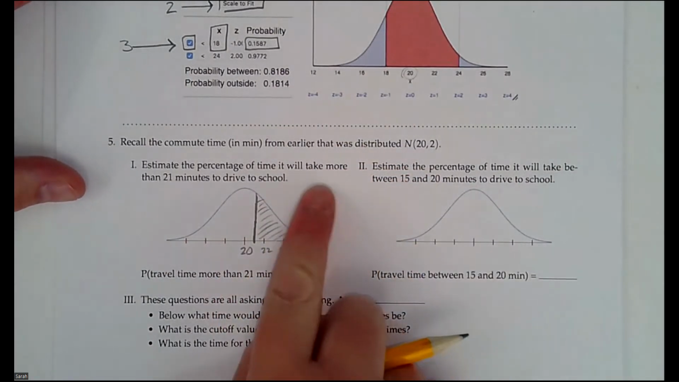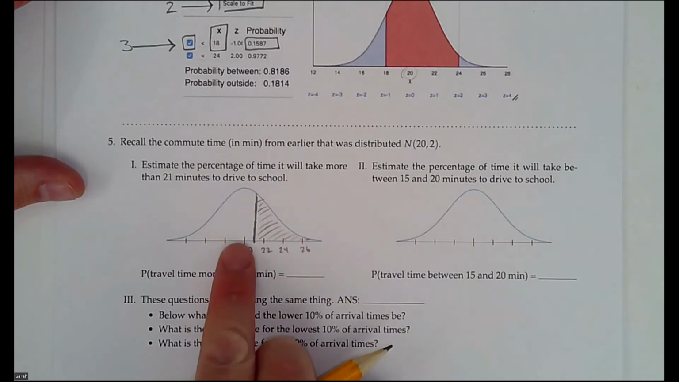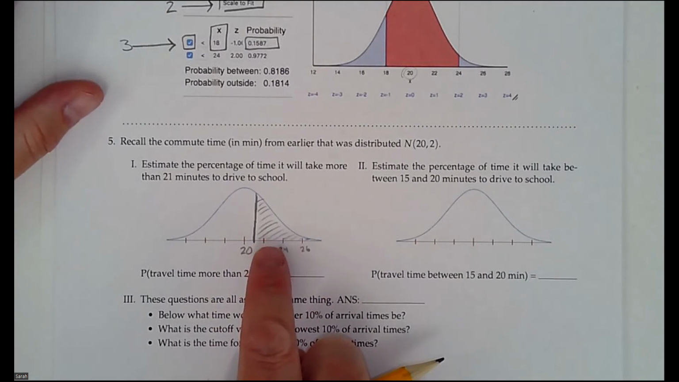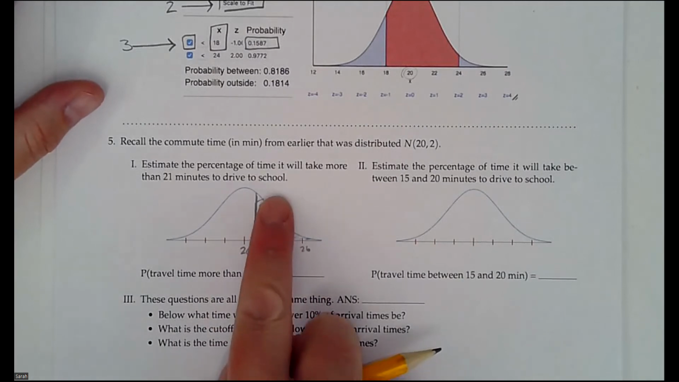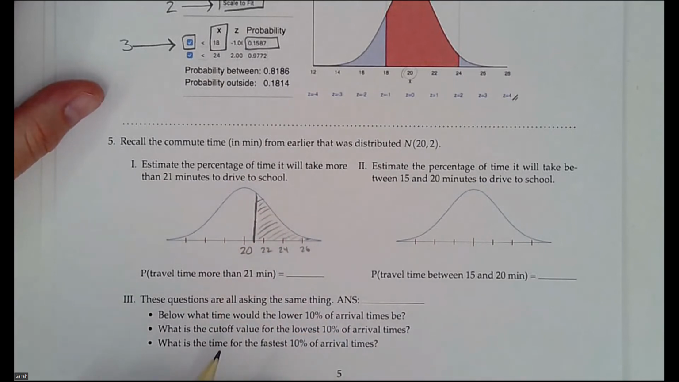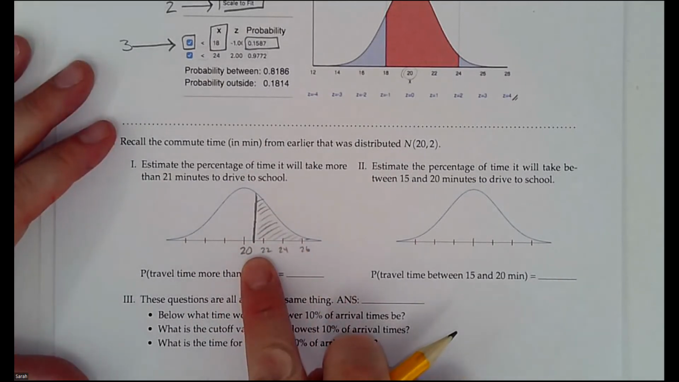But we can look at this and we can kind of eyeball it. So we know it's definitely got to be less than 50%, but it's got to be more than 16% as well, because this would be the markup for 16. So somewhere between 16 and 50. So we'll go put that into the calculator in a minute.